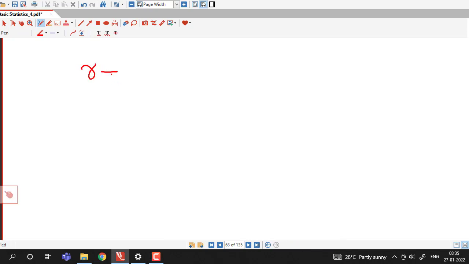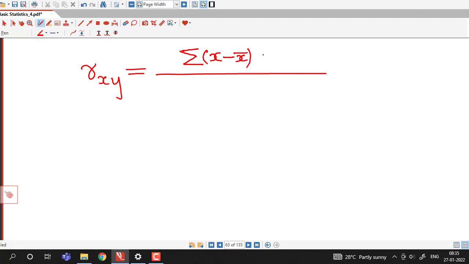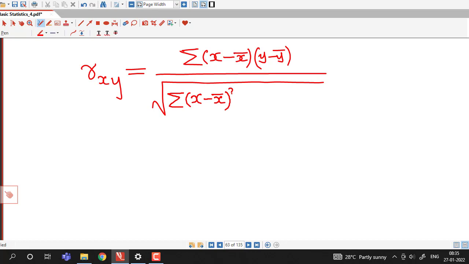So far we were using this formula that coefficient of correlation between two variables x and y is given by sigma (x minus x bar) times (y minus y bar) divided by square root of sigma (x minus x bar) square times sigma (y minus y bar) square. So far we have used this formula to obtain coefficient of correlation.